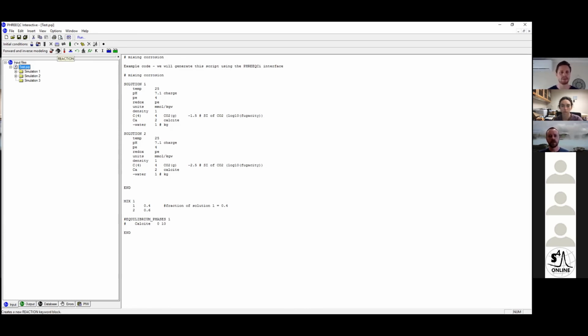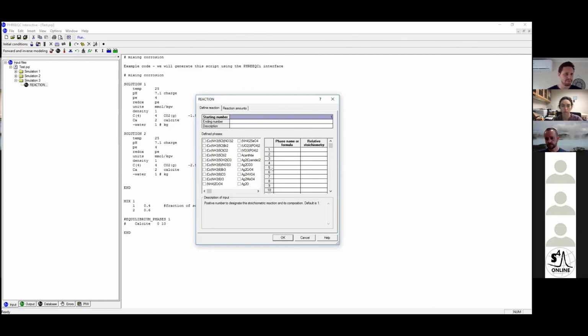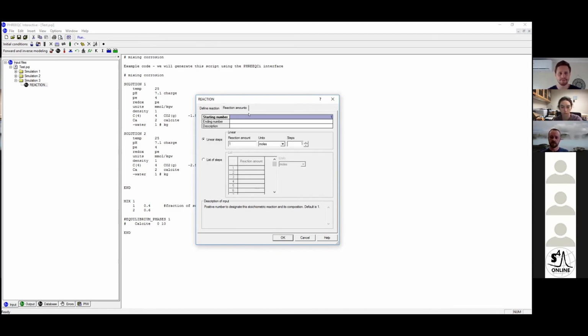Yeah, so if I click on reaction, it gives me the ability to add in a component and say how much of that to add, and then in how many steps and so on. So you can actually tell it to add a reactant of interest, let's say carbon dioxide, at a prescribed series of steps with a prescribed concentration.